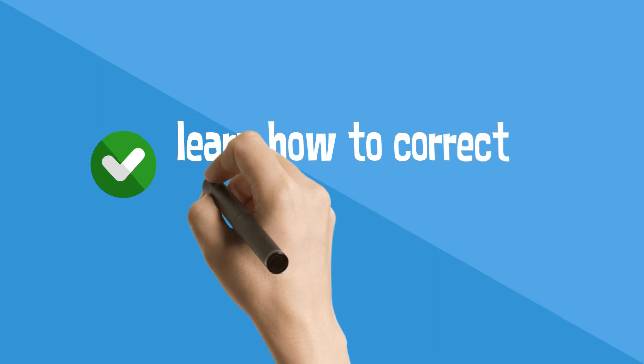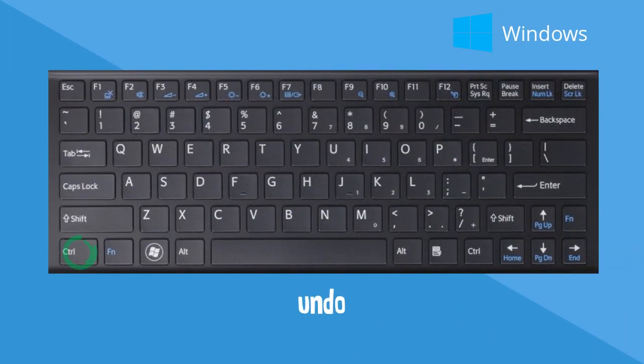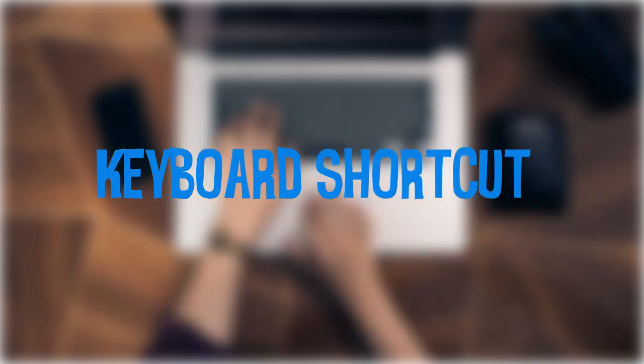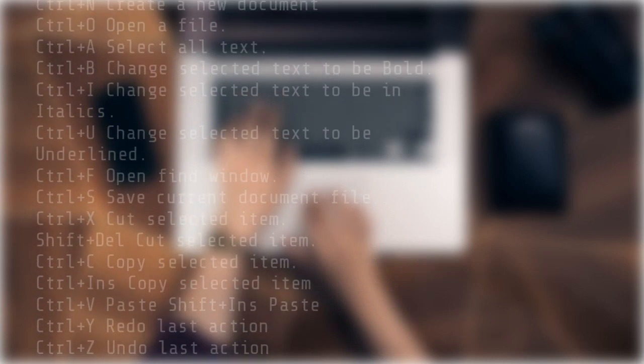Undo action. Making typing mistakes is very common in coding, so learning how to correct your error quickly is important. In Windows, use Ctrl-Z to undo your last action. In Macs, use Command-Z. Pairing one or more modifier key with a letter key is also called a keyboard shortcut. There are a lot of more useful keyboard shortcuts, but you don't have to learn them all.